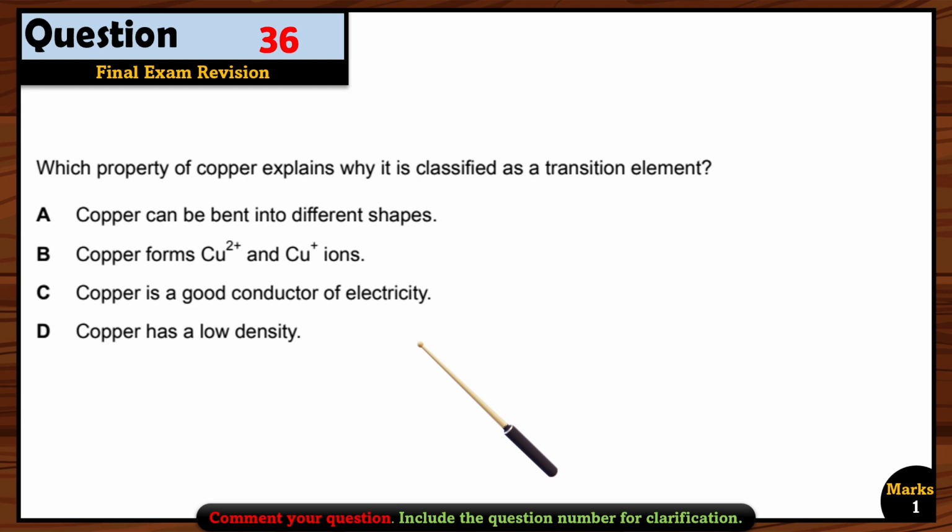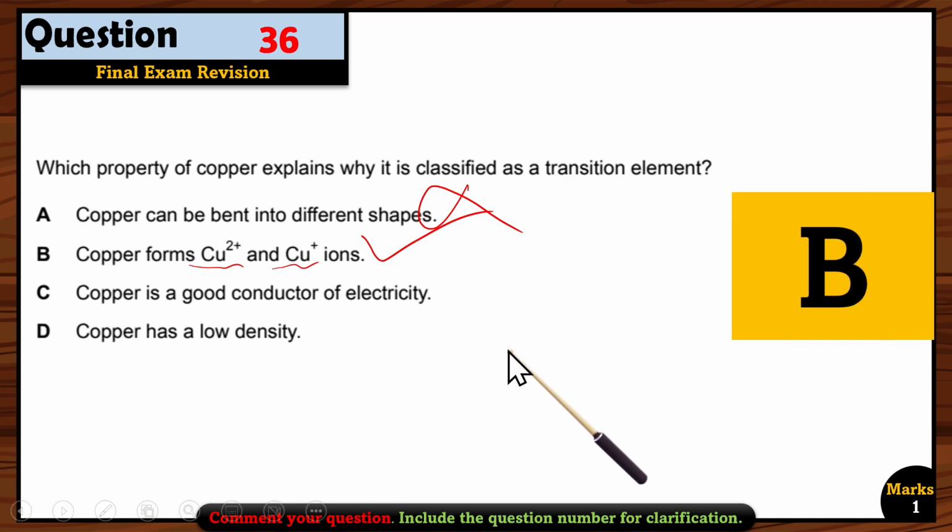So that's why we call them transition elements. Transition means that they can change their state anytime. State means oxidation state, not the physical state. So they can change their oxidation state anytime. Now let's see. Copper can be bent into different shapes. That is not the reason for the name transition. I already informed you it's because of the oxidation number. Copper forms Cu2+ and Cu+ ions. Yes, this option is right because it is showing two different oxidation states of copper. That's why we call copper a transition element. So option B is the right option.